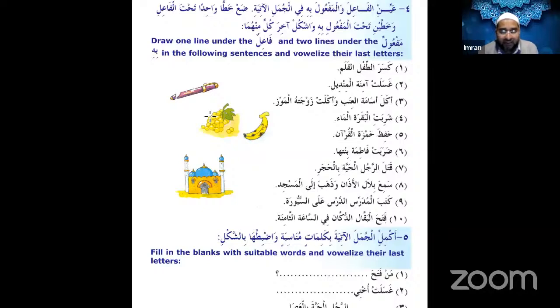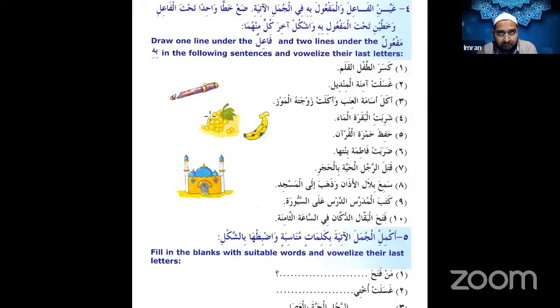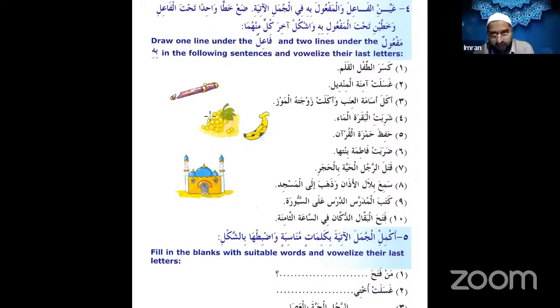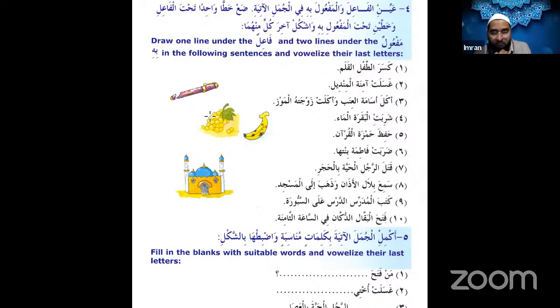Okay. Sister Shabnam, number 7. قتل رجل حية بالحجر. The man killed the snake بالحجر, with a stone. Correct. So قتل is the verb, رجل is the fa'il, and the مفعول به is the snake. Correct. Yeah, thank you. Who has not had a chance?